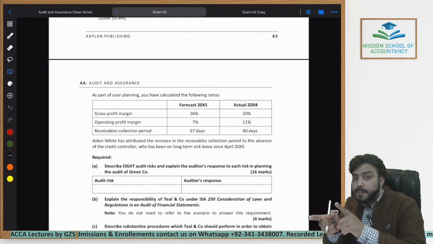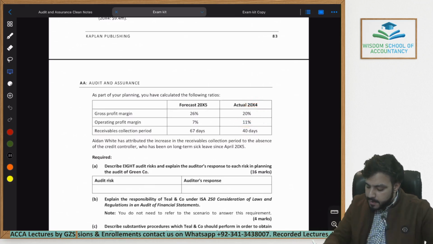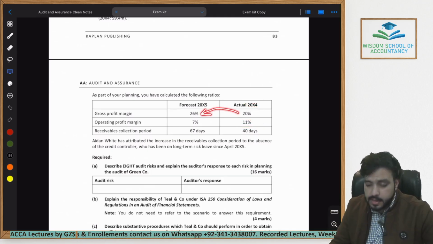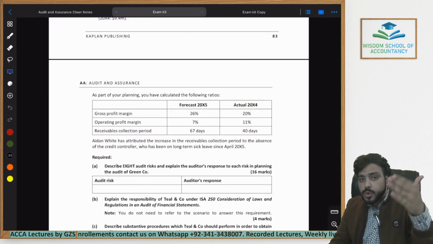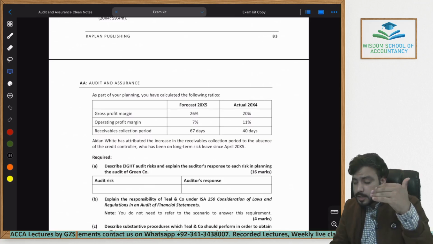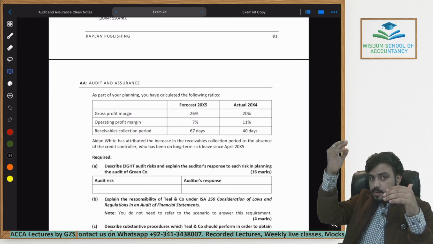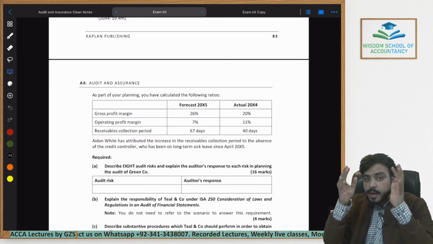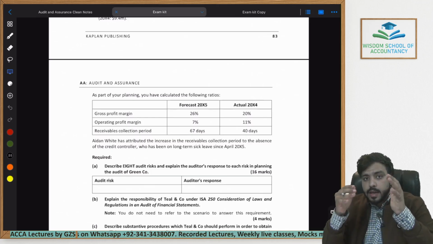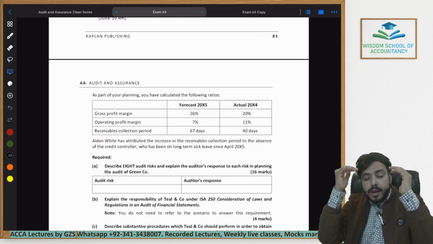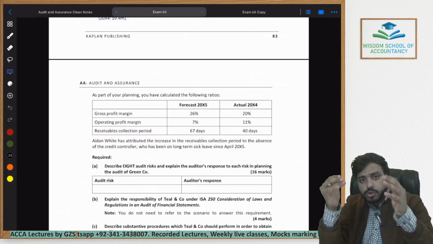So the operating profit margin is decreasing, whereas the gross profit margin is increasing. This gives us a story. The story that it shows us is that revenue has increased, the cost of sales has decreased, whereas the expenses that come after the cost of sales have increased.